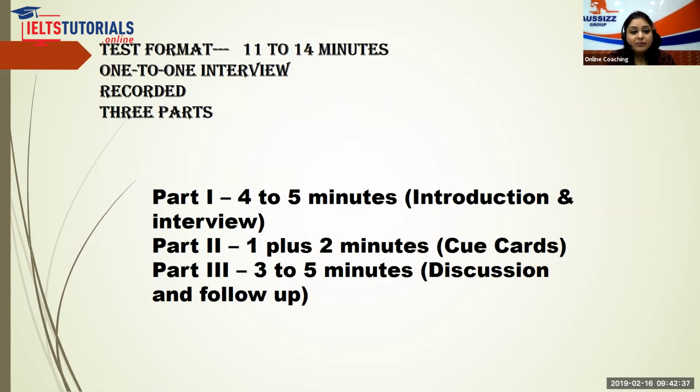Part 1 is 4 to 5 minutes, where they ask you for an introduction and an interview. Part 2 is cue cards. They'll give you a topic and 3 questions related to that topic. You have 1 minute to prepare the cue card, and then for 2 minutes you have to speak continuously about that particular cue card. Part 3 is all about the discussion round based on the cue cards. For 3 to 5 minutes, they'll ask you further questions related to that.